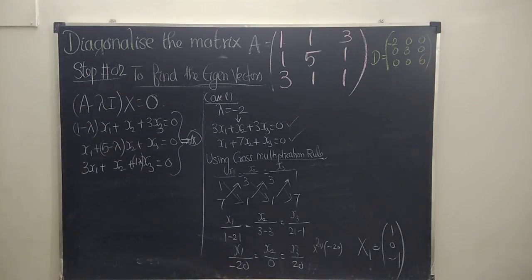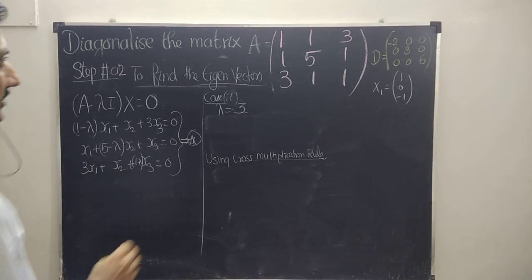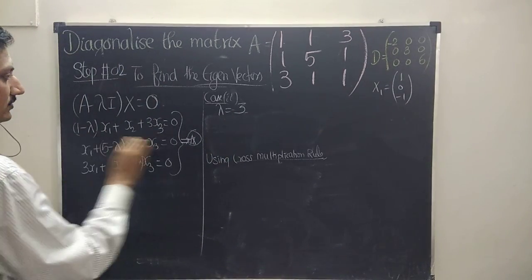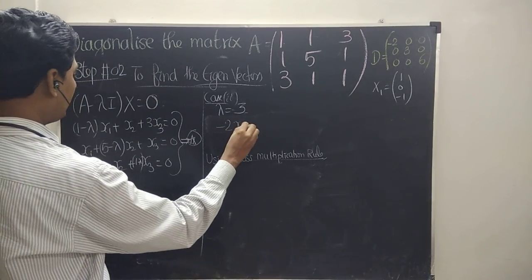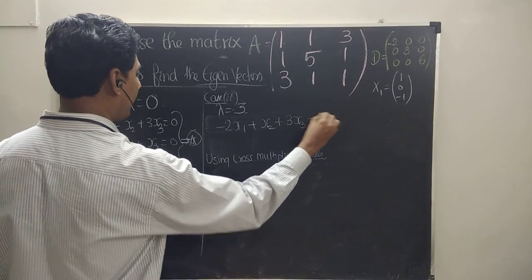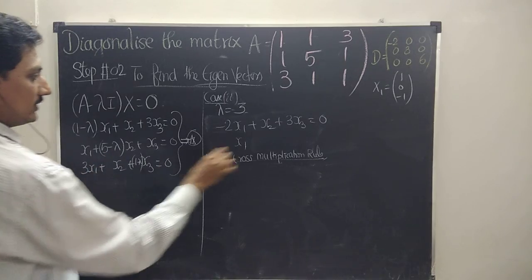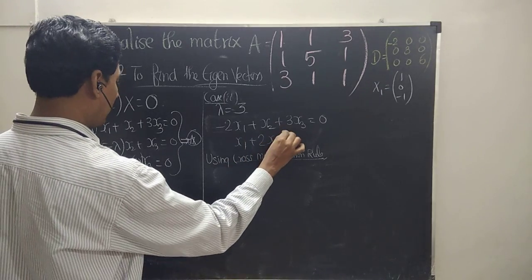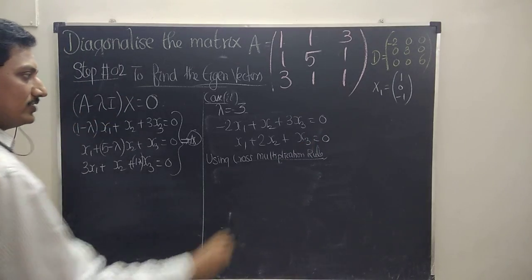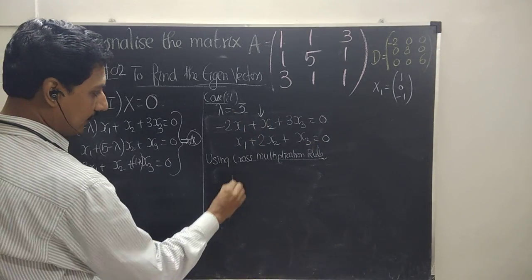What about the second one? So what about the second case? The second case is when lambda equal to 3. Substitute lambda equal to 3 here. 1 minus 3 is minus 2, so minus 2x1 plus x2 plus 3x3 is equal to 0. Second equation: x1, 5 minus 3 is plus 2, so 2x2 plus x3 is equal to 0. Once again, these are two distinct equations, so there's no need to bother with the third one. Can you apply the cross multiplication rule?